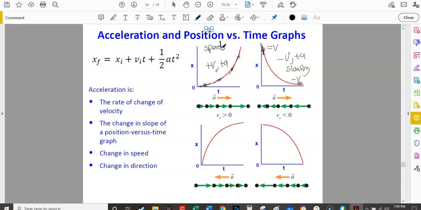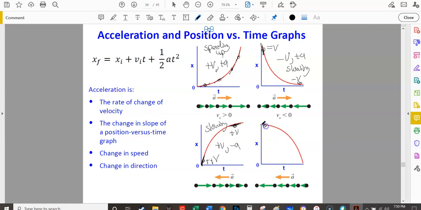Speeding up. Over here, you start with a very steep positive velocity vector, and it's becoming less steep over time, until it's only a little bit positive. So these are positive velocity vectors, but negative acceleration vectors. So this is also slowing down.